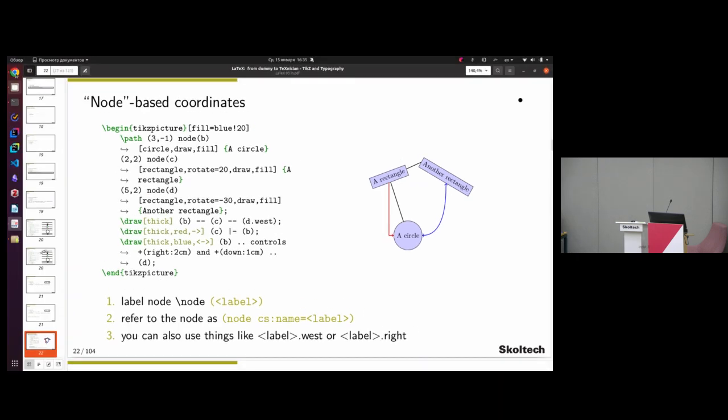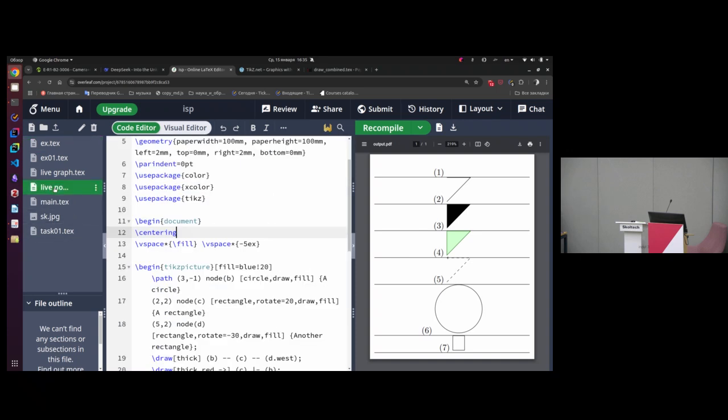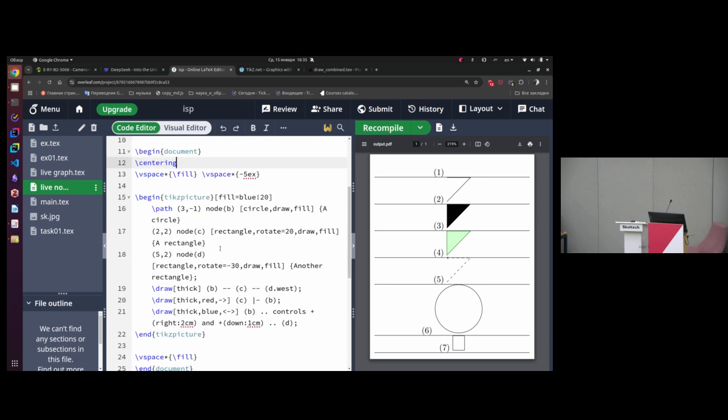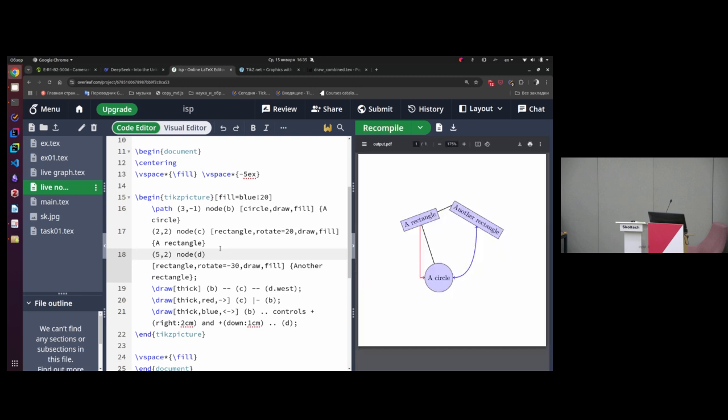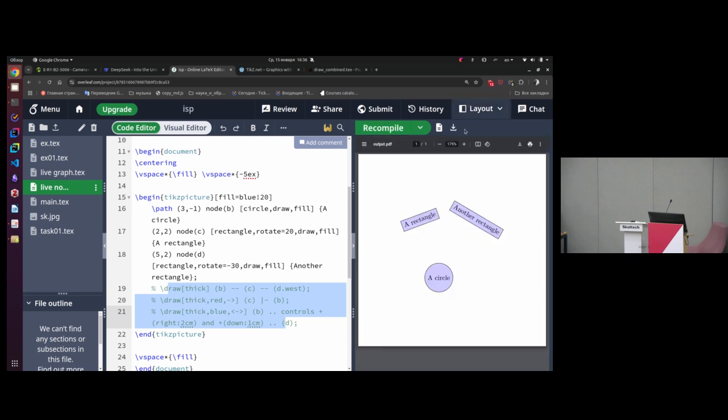Let me show it to you. I forgot the file name. Live node, thank you. So I have a separate text file, I compile it. It should show you this structure. Okay, here we have the code for this TeX picture. Let's comment out the draw commands and compile it without them. Okay, so what do we have?